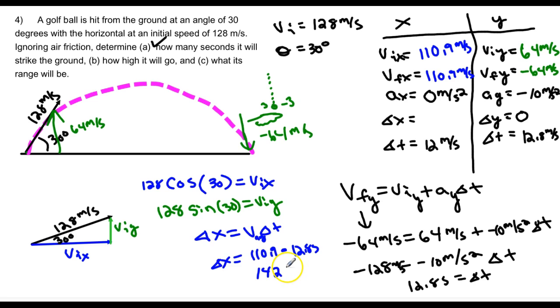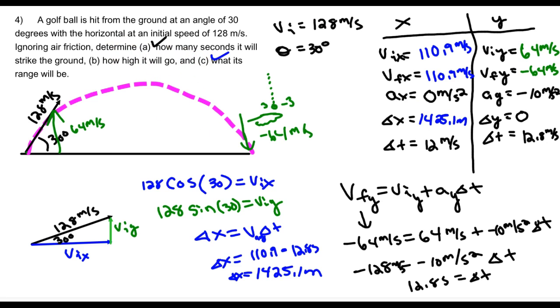And so 1425.1 meters, that gives me delta x. That's our second part right there. Now, how high will it go?